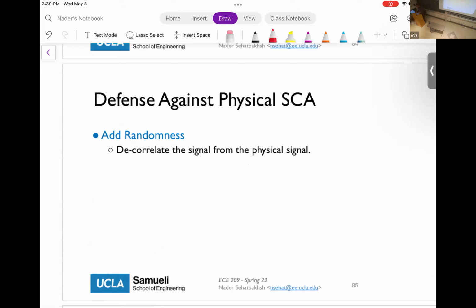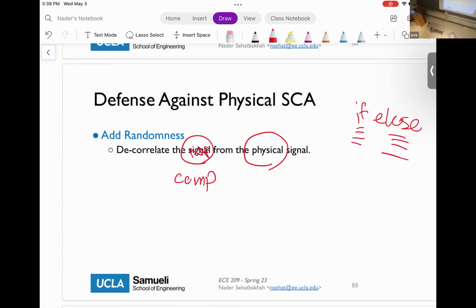The third one, as someone mentioned, is adding randomness. The idea here is that I want to decorrelate the computation from the physical signal. That is, if I'm doing if-then-else, maybe I do some random activity here and some random activity here. As a result, there's not really any information between the two different paths that can be collected by the side channel, by the attack. Okay.